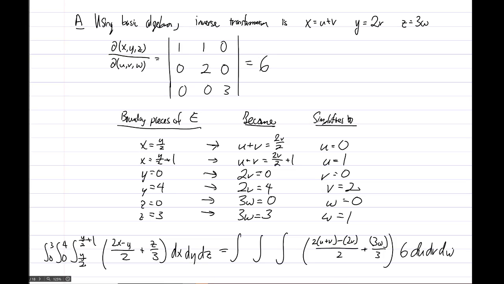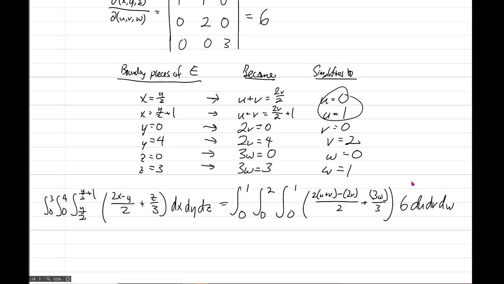And then since u is on the inside, we see here it goes from 0 to 1. V goes from 0 to 2, and w goes from 0 to 1. Again, just a reminder that this 6 here is due to the Jacobian.